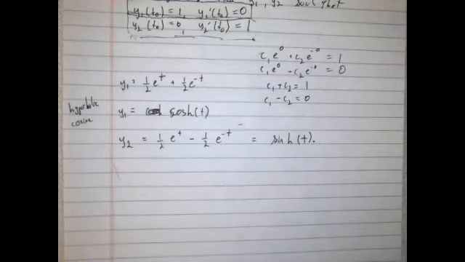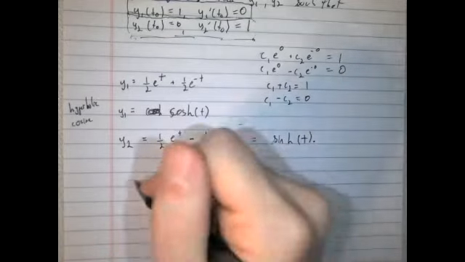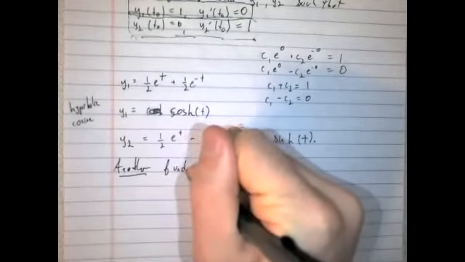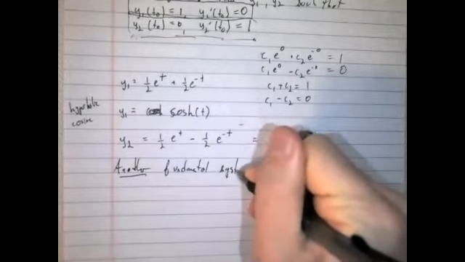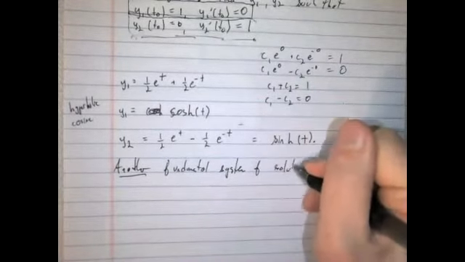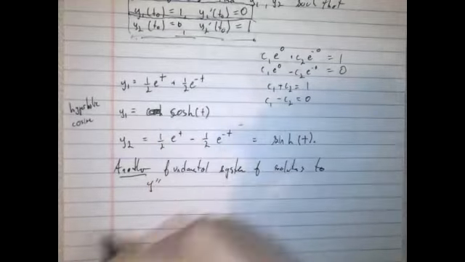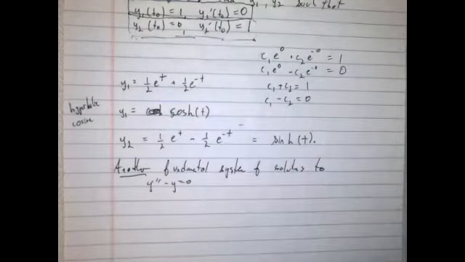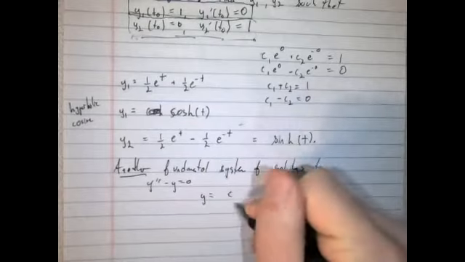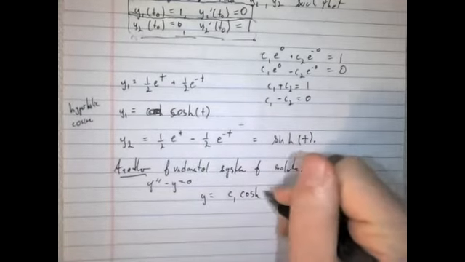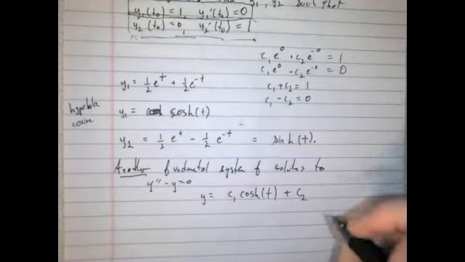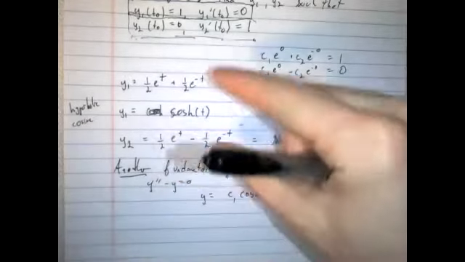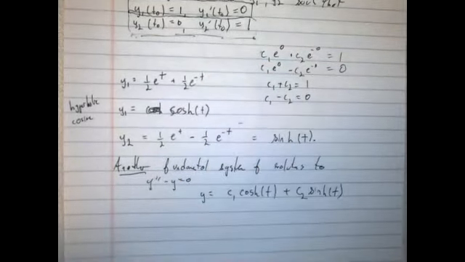Okay, and all that I want to really note here is that another fundamental system of solutions to y double prime, what was our original equation? Y double prime minus y is equal to 0 is given by y is equal to c1 cosh of t plus c2 sinh of t, right? We know that these two solutions, y1 and y2, form a fundamental system of solutions.